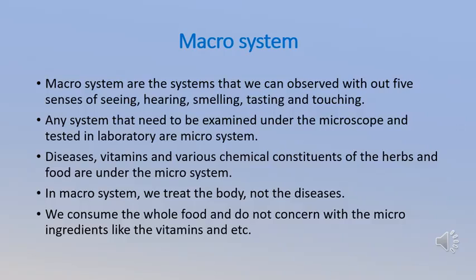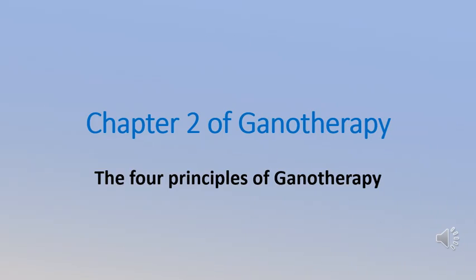Okay, the macro function of Ganoderma is to detox the body, to balance back the body. So normally in GANOTHERAPY, we're talking about the macro function, not the micro function of products. So in macro system, we treat the body and we never treat the disease. Okay, we consume the whole food. We are not concerned with the micro ingredients like the vitamins and so on inside the food. So now we come to chapter 2 of GANOTHERAPY.